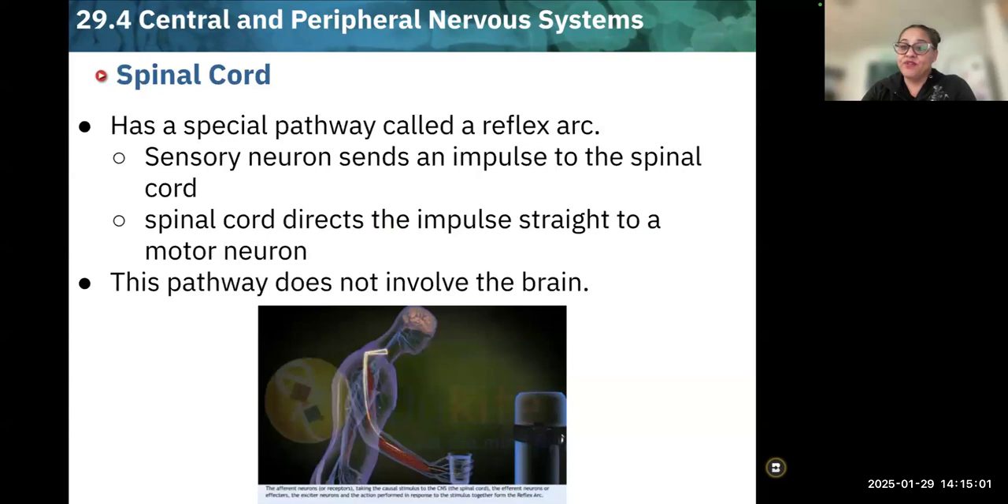It has a special pathway called a reflex arc. Sensory neurons send an impulse to the spinal cord, and then the spinal cord turns around and directs the impulse straight back to a motor neuron. So you can see in the picture that that person is touching something hot, and the signal, that yellow line, goes up to the spinal cord and straight back down to the hand to say, let go, whatever that is. So the brain doesn't have to process anything. That's what a reflex is. So that pathway does not involve the brain. It is an immediate to the spinal cord, straight back down to a muscle.